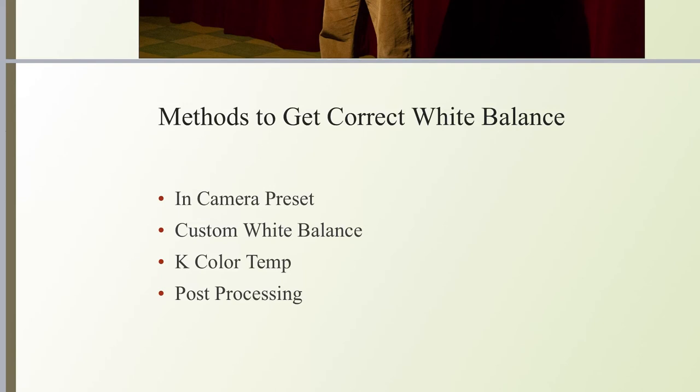So this is actually the method that I use the most, because a lot of times I'm photographing things that were moving quickly, and it's hard to sit there and do a custom white balance or a K color temp. It really depends on what kind of method you want to use. I suggest you try out all four and then decide which one you want, or sometimes you can use a mixture of all four methods.